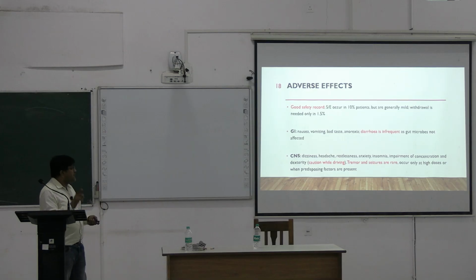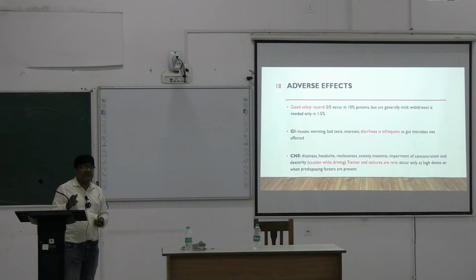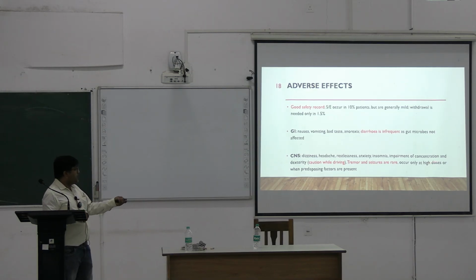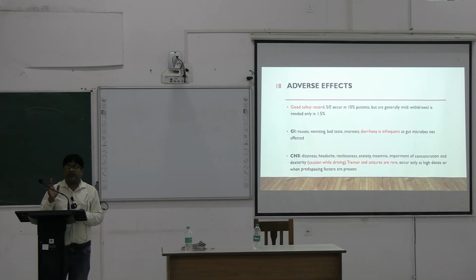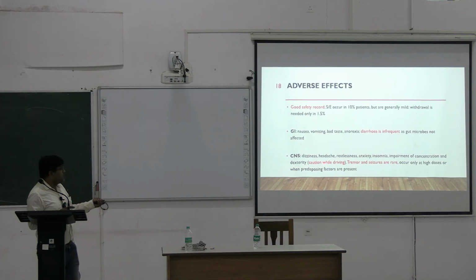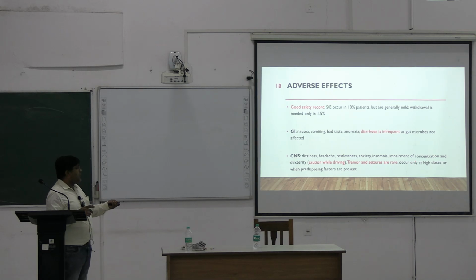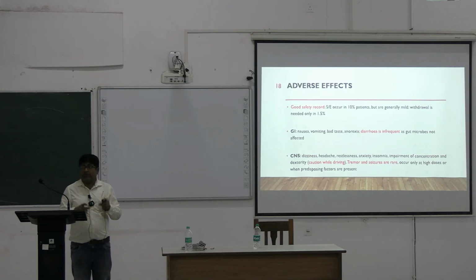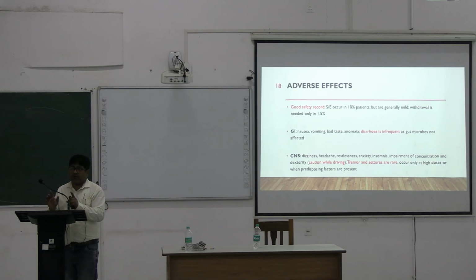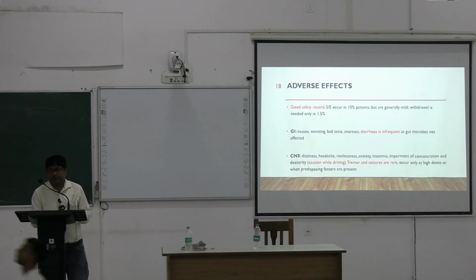Central nervous system: dizziness, headache, restlessness, anxiety, tremor, impairment of concentration and dexterity. Tremor and seizures are reported rarely but may occur. So, to be used cautiously in seizure-prone patients. It should be used cautiously while driving. The tremor and seizures occur only at high doses when predisposing factors are present. If a person has a prior history of seizure on anti-seizure drugs, be cautious to use any fluoroquinolone.